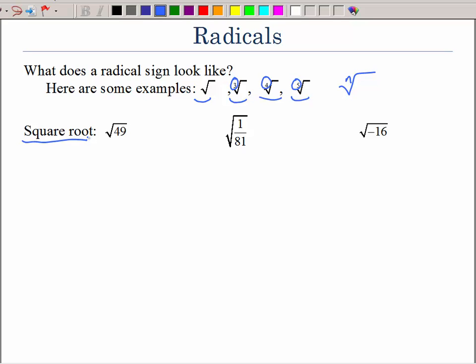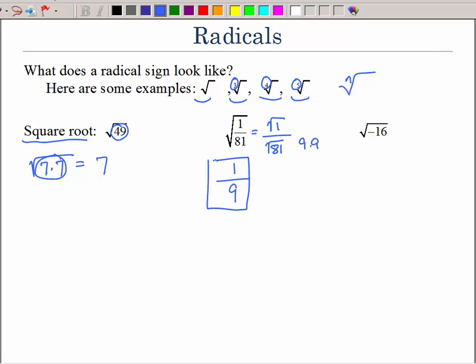And what does that symbol mean to find? It means to find a number multiplied by the exact same number that would give you that. In this case, 49. Now I know that 7 times 7 is 49, and the square root of 49 is just 7. So what about this one? You could look at it as the square root of 1 over the square root of 81. Now what times what is 1? Of course it's 1. And what times what is 81? We know that that's 9. So the square root of 1 over 81 is 1/9.